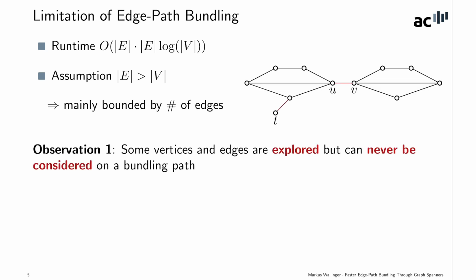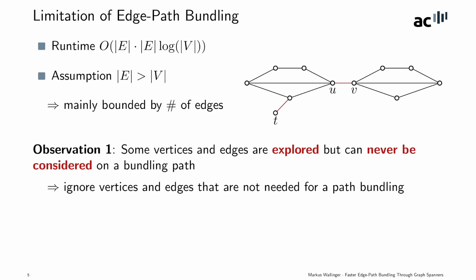We made several observations that guided this work. For example, some vertices and edges are explored but can never be considered on a bundling path. Take the edge between u and v in the example on the right. If we remove it and try to compute a shortest path between u and v, we will probably start at u, explore the component, and then terminate without finding a path. Similarly, we might end up in vertices such as t that are explored but can never contribute to a bundling path. Therefore, we should ignore vertices and edges that are not needed for path bundling.